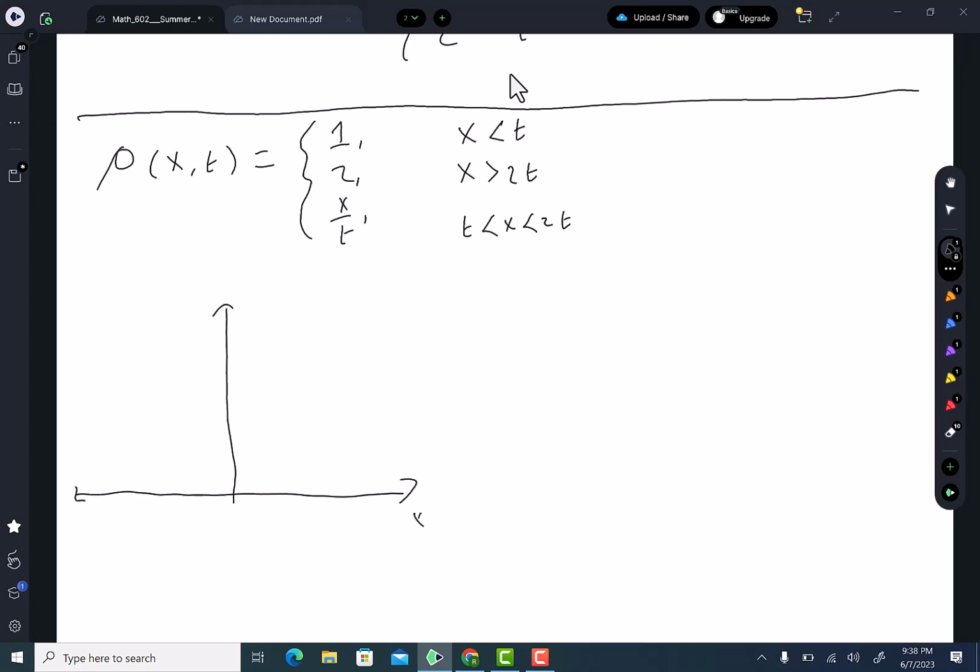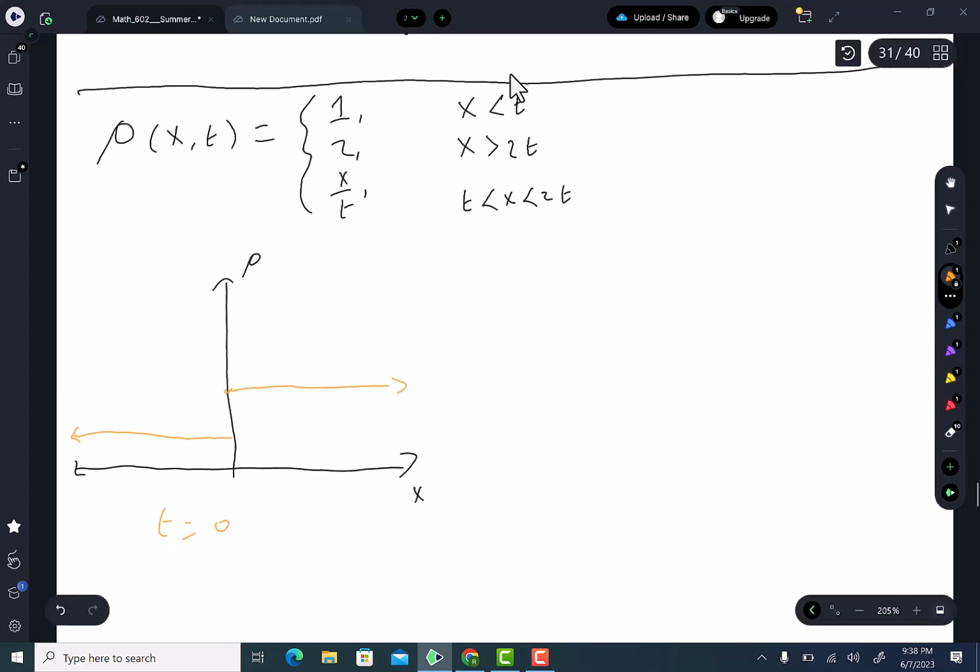So this is going to be the x-axis, and this is the rho axis. And this first picture is going to be what happens when t is equal to 0. So this is the initial rho. And rho is going to be 1 when x is less than 0, and it's going to be 2 when x is greater than 0. Okay, because there t is equal to 0.